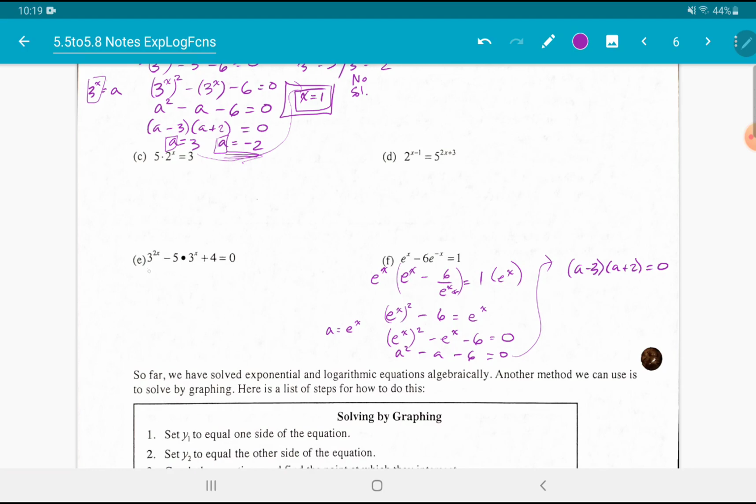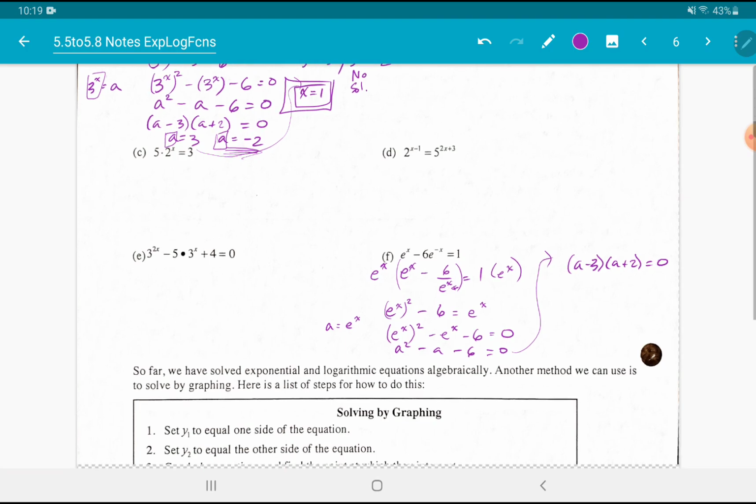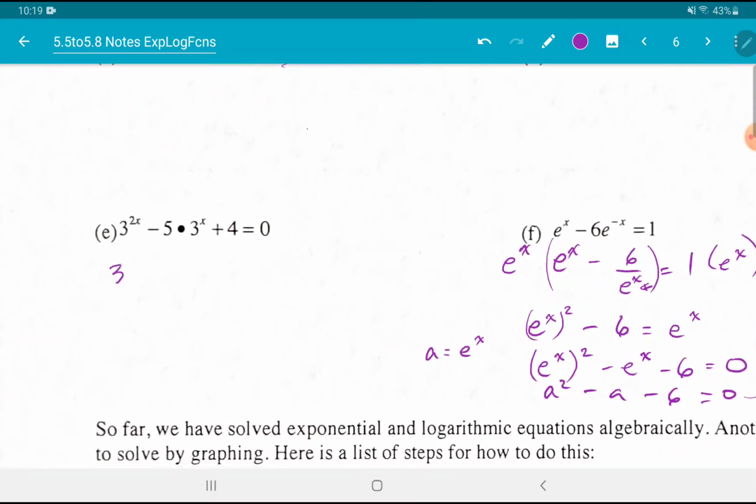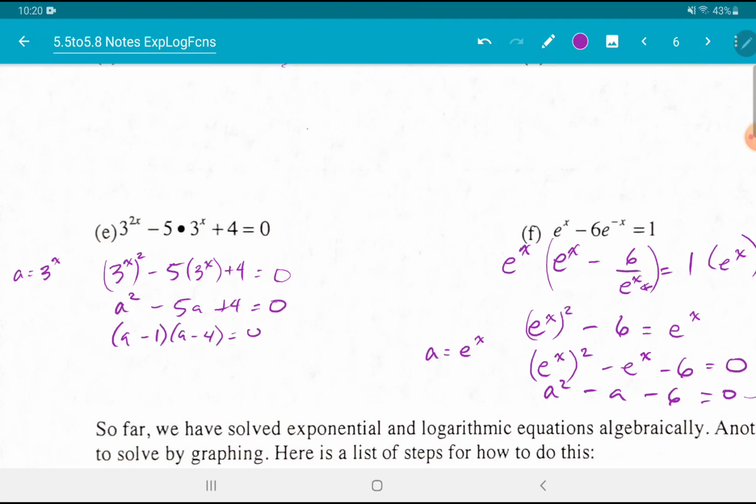I do want to take a look at e though. Let's say that we have 3 to the 2x. This is really the same thing as 3 to the x squared minus 5 times 3 to the x plus 4 equals 0. Again, notice how a quadratic can be formed if you simplify it and make 3 to the x equal to a. So a squared minus 5a plus 4 equals 0. From there, if you factor this, we get a minus 1, a minus 4 equals 0. So a is 1 and a is 4.